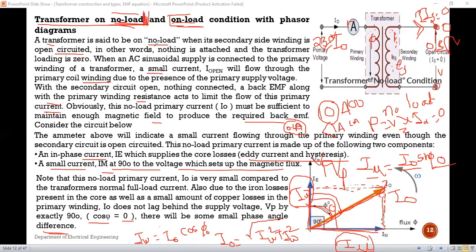Now as I0 is very small, the no load primary copper loss is negligible. I0 is near about 1% of the supply current or rated full load current, so the copper loss at the primary at no load condition is negligible, that is, small.